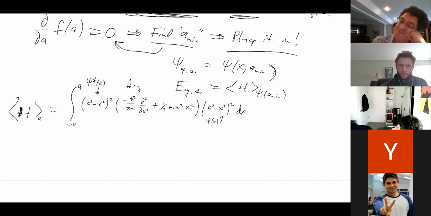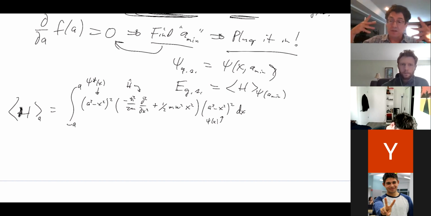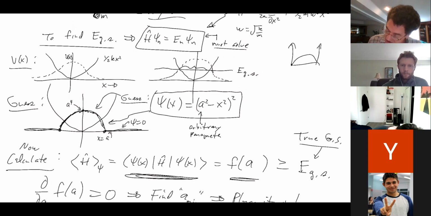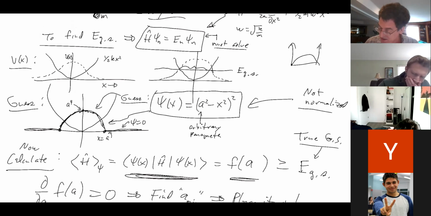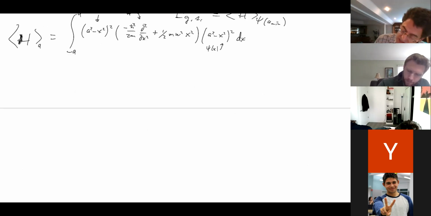Normalization constant? That's right. Because remember, when we derived this variational principle trick, the wave function had to be normalized. That was part of the proof. Whereas this function I just made up, it's not normalized, because when you just make up a function, it's usually not normalized. So what we've got to do is normalize it.